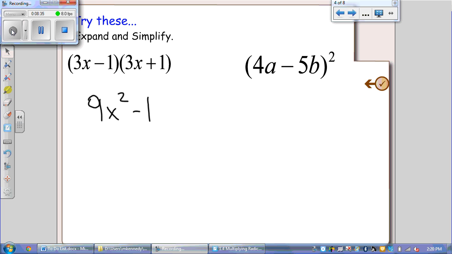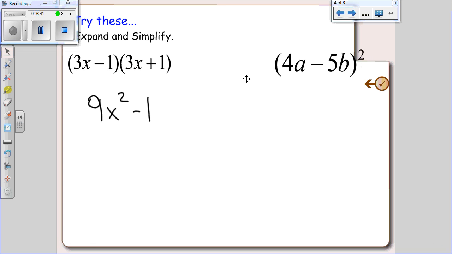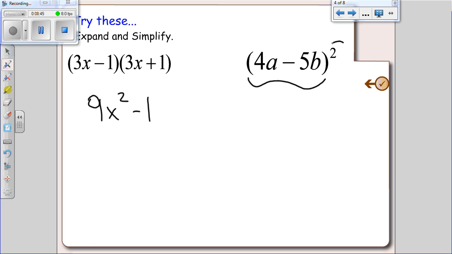If we look at this, what we have here is a big old binomial squared. What does something squared mean? So if I told you you had 2 squared, what are you really doing? 2 times 2. You're timesing it by itself. So squared just means times it by itself. And what it is, is 4a minus 5b. So you get rid of the squared and it gives you another one of these.